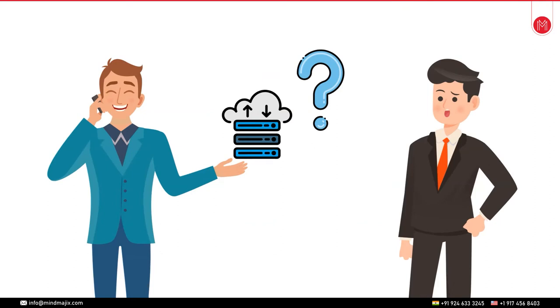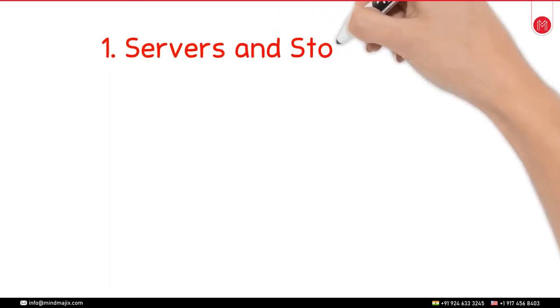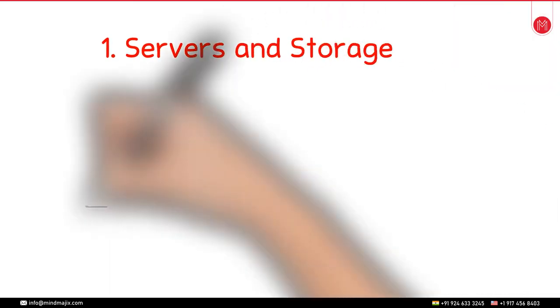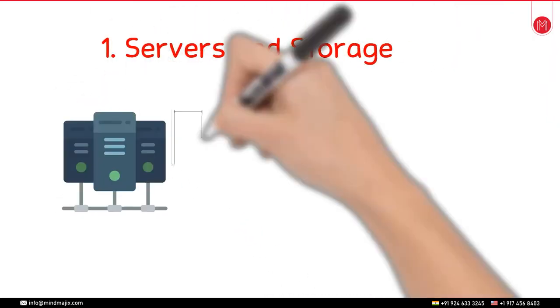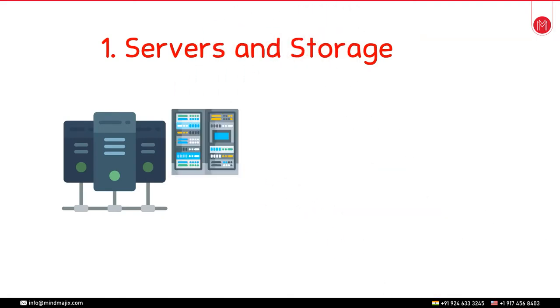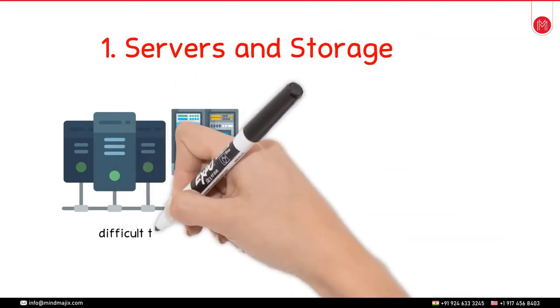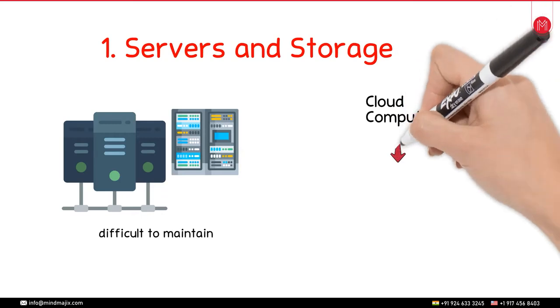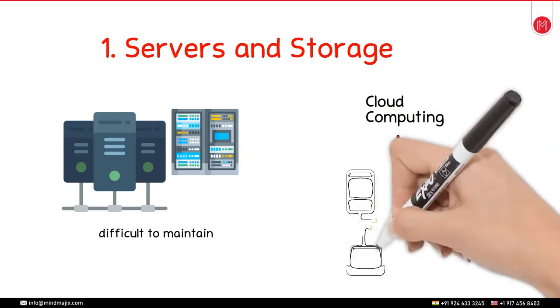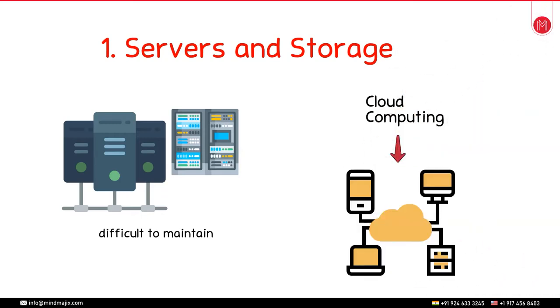David then answered this question by stating the following points. Point number one, servers and storage. When you have your infrastructure on premise, you end up consuming a lot of space for the physical servers. Apart from this, it is also difficult to maintain them. In cloud computing, all of this is maintained and managed on cloud by the cloud service provider. In this way, you tend to save a lot of space and it is cost efficient as well.